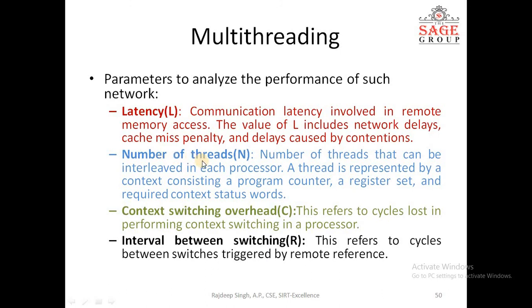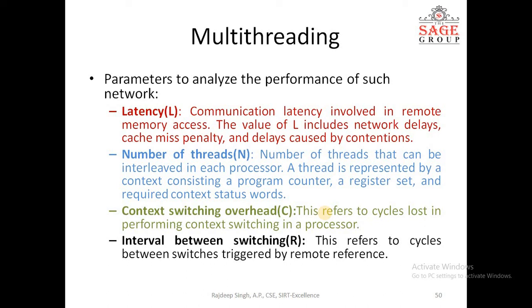Now what is N? N is the number of threads. What is the number of threads? The number of threads that can be interleaved in each processor. A thread is represented by a context consisting of a program counter, a register set, and the required context status words. Context switching overhead, represented by C, is the number of cycles lost in performing the context switching in a processor.